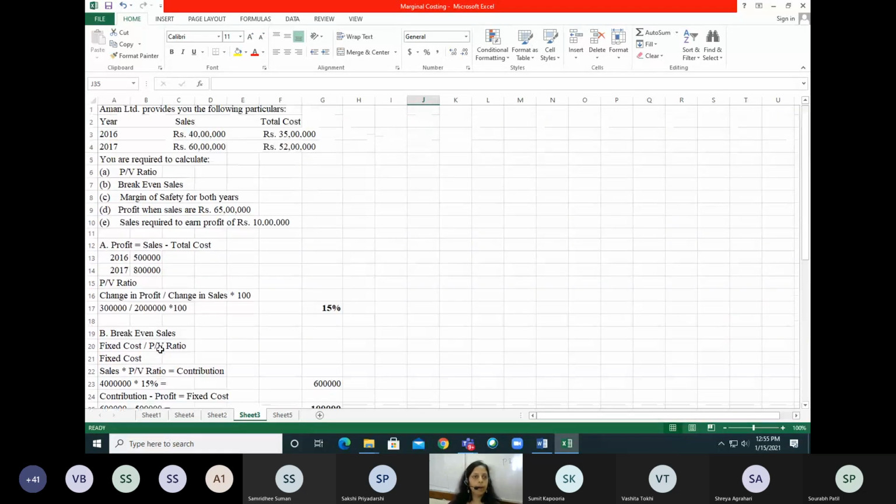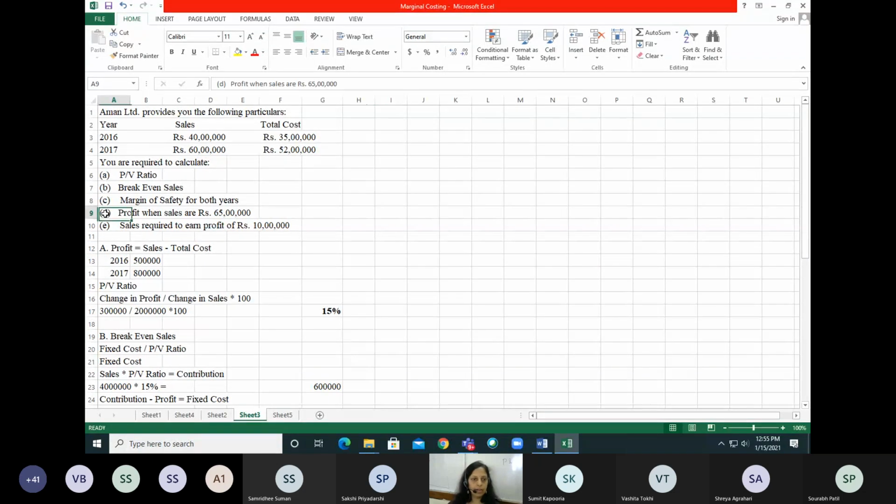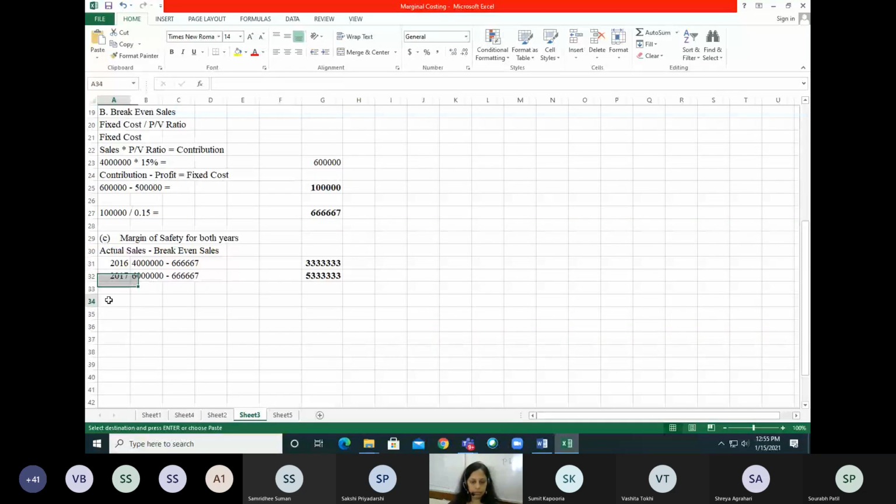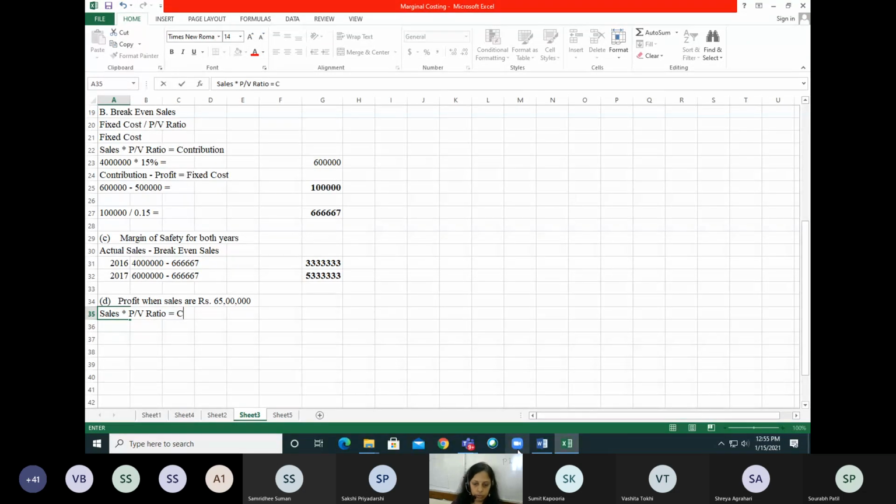Okay, now we will go to part D. Profit when sales are 65 lakh. Yes, tell me how you will calculate. First we find contribution. By which formula? Sales into PV ratio. Yes. So sales into PV ratio is equal to contribution.